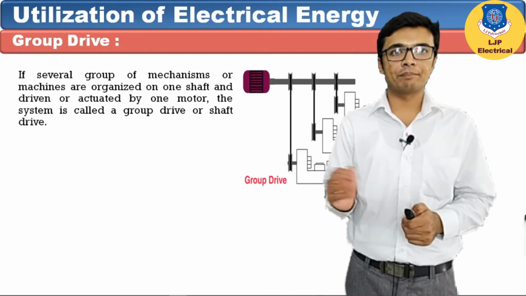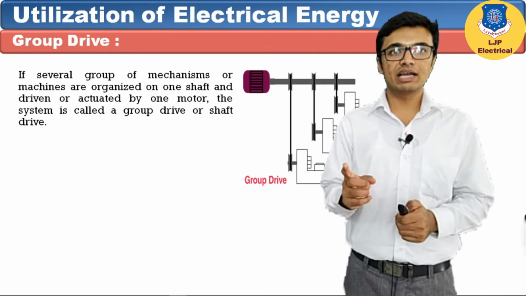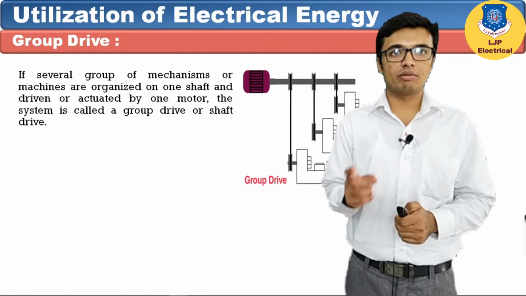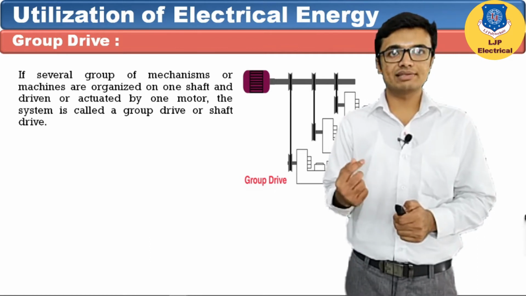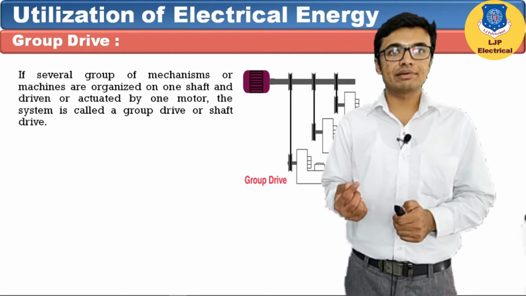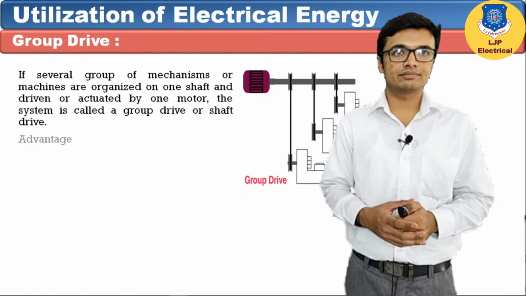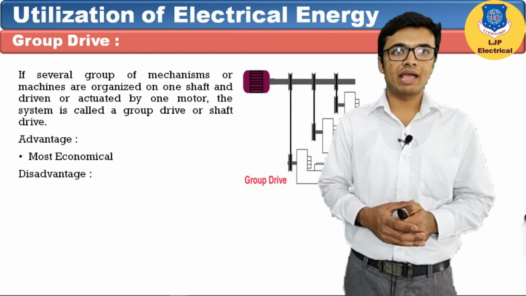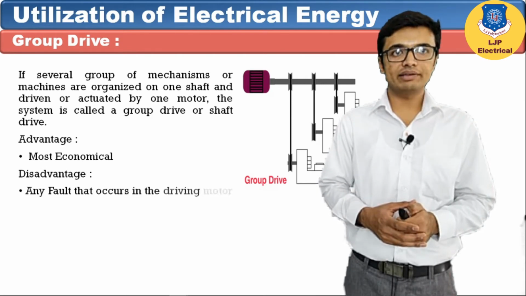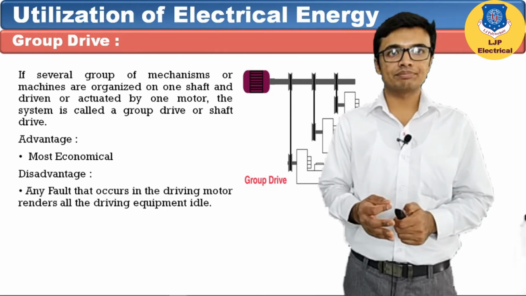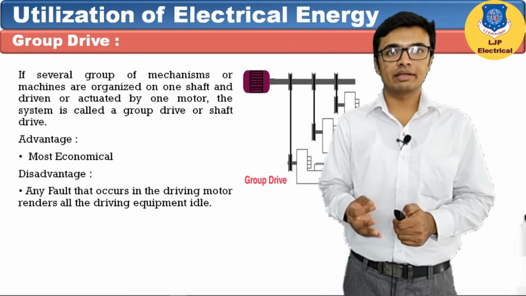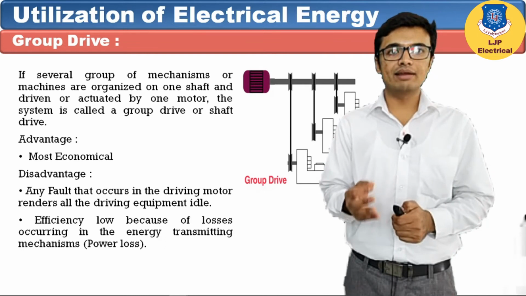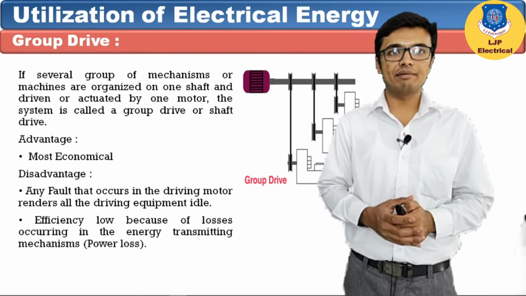So, this is a diagram of a group drive, in which on a single motor and a single shaft we have connected the various machines using various mechanisms like belt drive, gear drive, etc. The advantage of group drives is that they are the most economical. The disadvantages are that any fault that occurs in the driving motor renders the driven components idle, and they have very low efficiency because of the losses occurring in the energy transmitting mechanism, with more power losses.